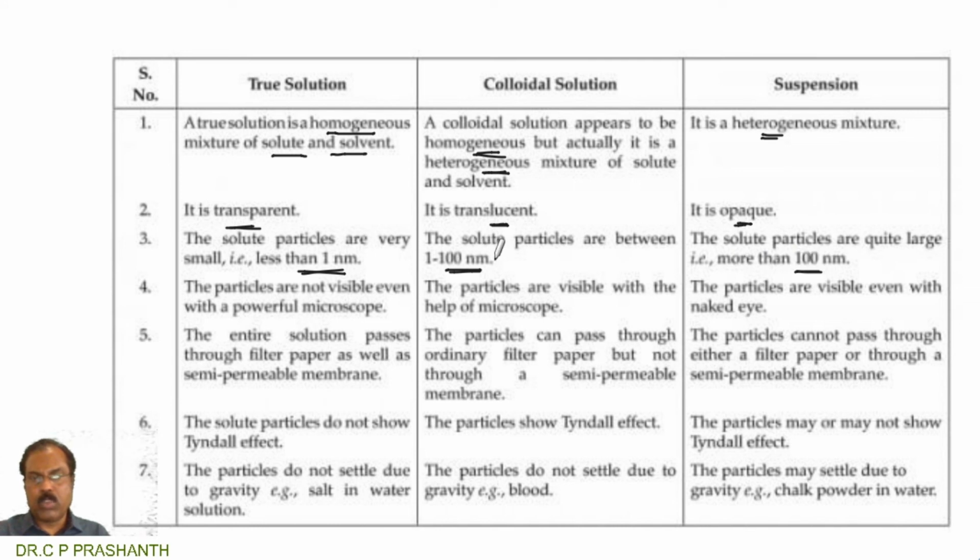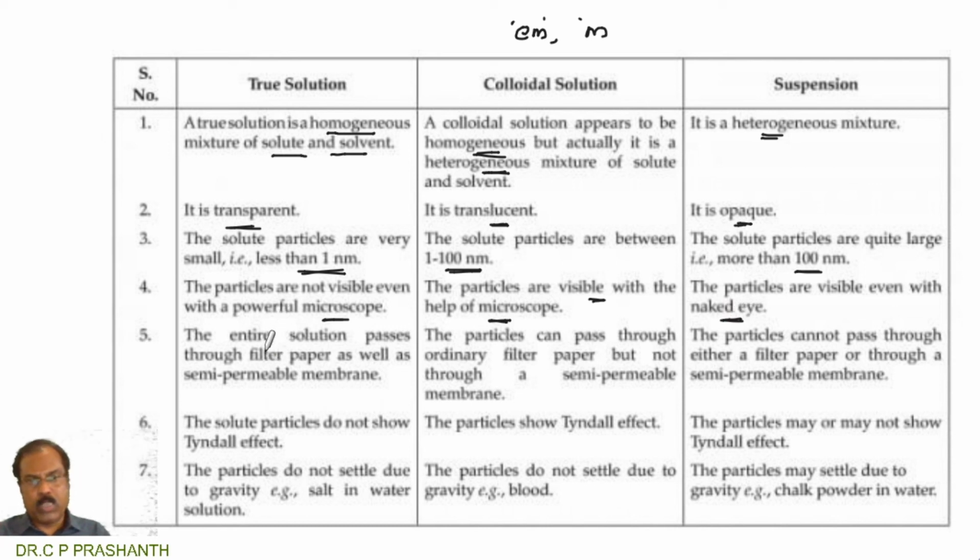Try to find out the relationship between nanometers and centimeters. Similarly, nanometers and meters on your own. Centimeters and meters. How many nanometers make 1 centimeter or 1 meter? Now the particles are not visible even with a powerful microscope in the case of true solutions. Particles in the case of colloidal solutions are also not visible to the naked eye, but can be visible with the help of a microscope. And in suspensions, they are visible even with the naked eye, as you know.